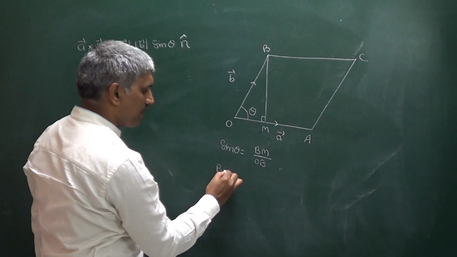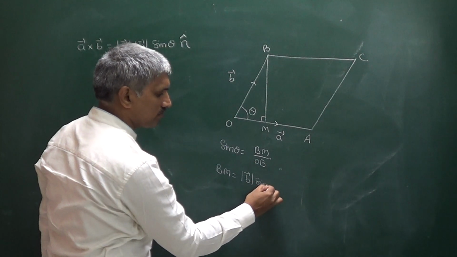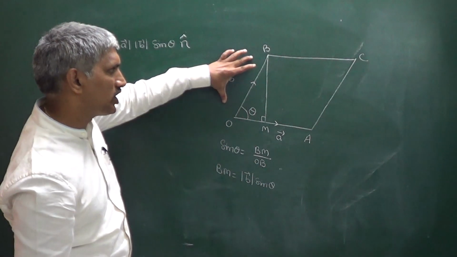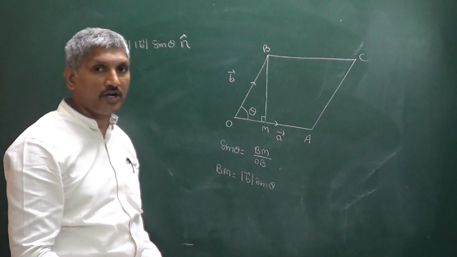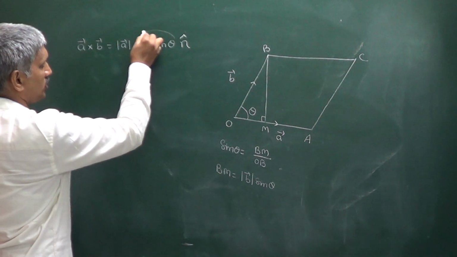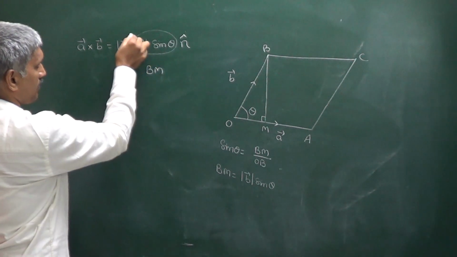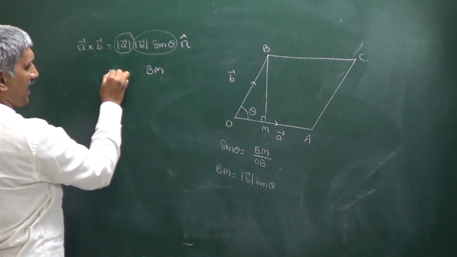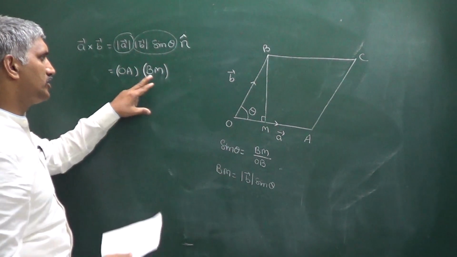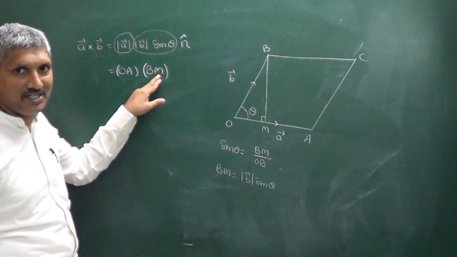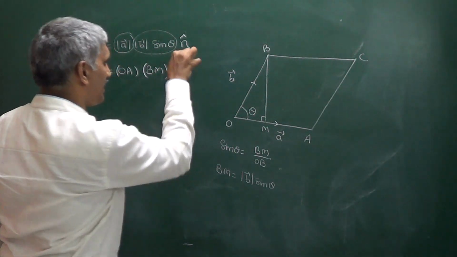From this I can write BM is equal to magnitude of B bar into sin theta, because OB is nothing but this length. That length is nothing but magnitude of B bar. So in place of magnitude of B bar into sin theta we can write BM. In place of magnitude of A bar we can write the base OA. OA into BM is nothing but base into height.